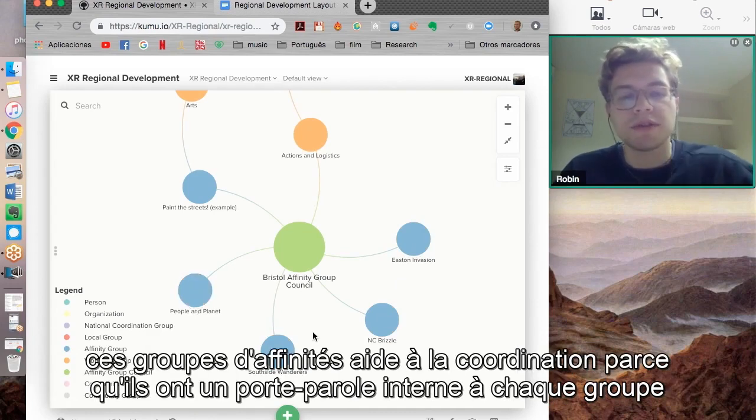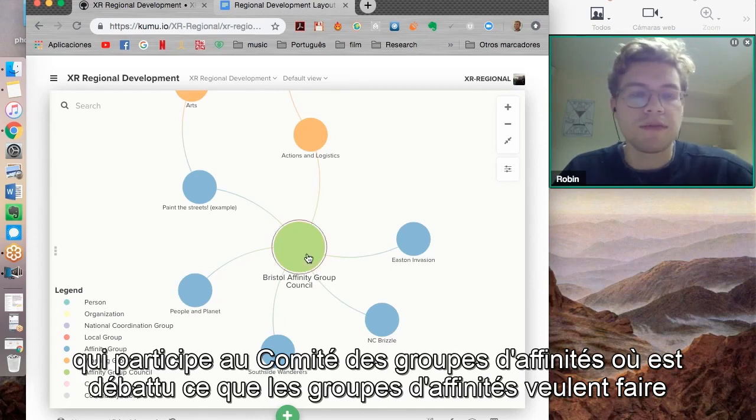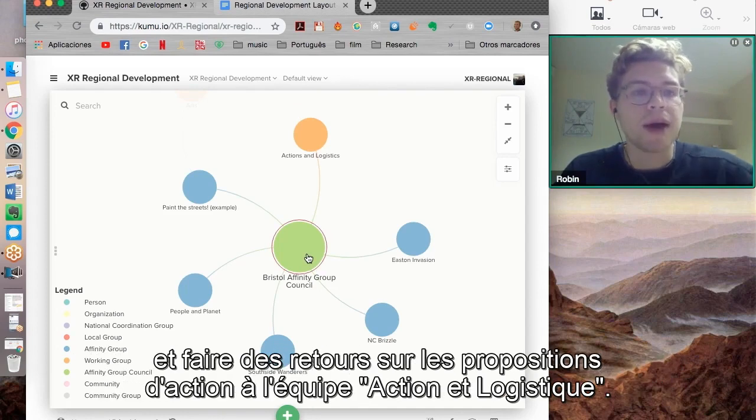The way these affinity groups help to coordinate is they have a spokesperson in each group that then goes along to an affinity group council and helps to make decisions about what those affinity groups want to do and give any feedback on action proposals from the Action and Logistics team.